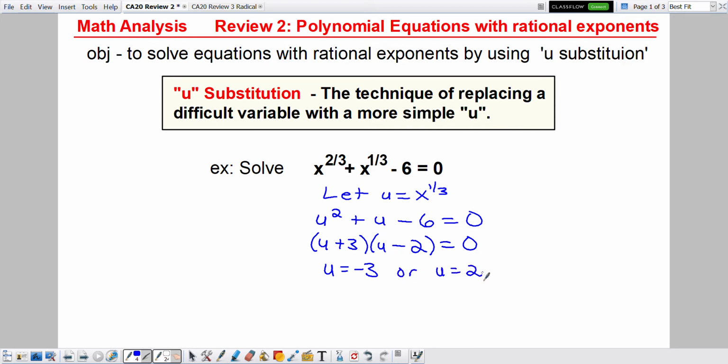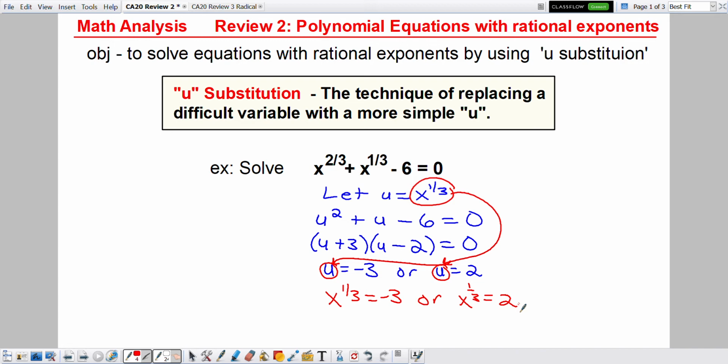And really that's the right answer, but we don't want to know what u equals. We want to know what x equals. And so what you do then, once you get to that point where we have u by itself, is take what x equals and re-substitute it back in place where the u is. And so I'm going to write x to the 1/3 power equals -3, or x to the 1/3 power equals 2.